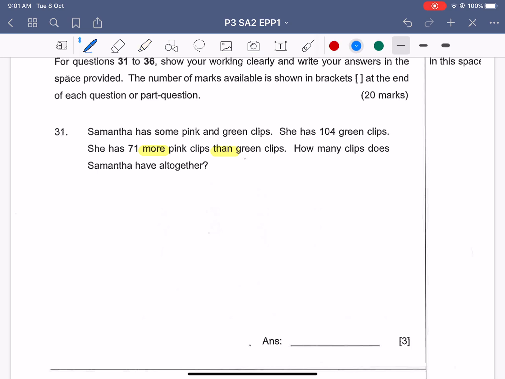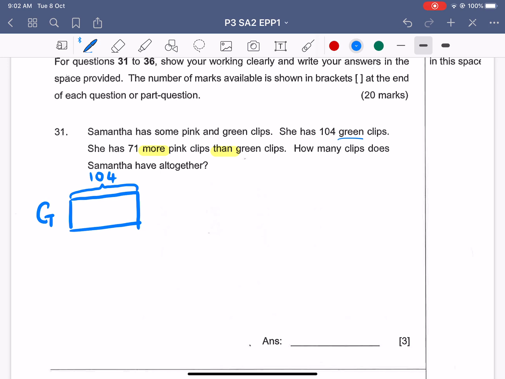So I'm going to start off the model by drawing for green, because green was being mentioned first. So G is for green, and it says that there are a total of 104. So I will draw a box and I will call it 104.